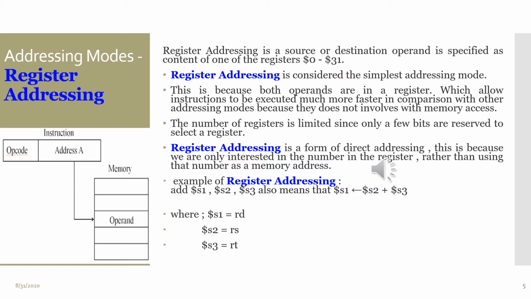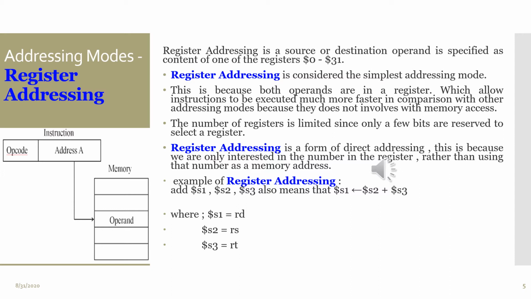The number of registers is limited since only a few bits are reserved to select a register in register addressing mode. The next point is register addressing as a form of direct addressing. This is because we are only interested in the number in the register rather than using that number as a memory address. Let's consider an example for register addressing.